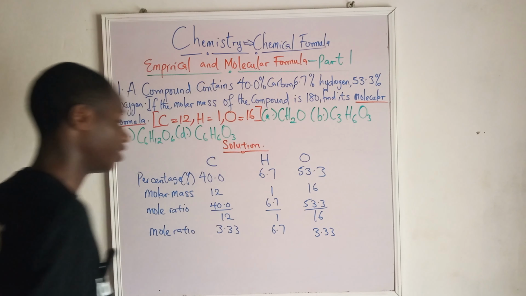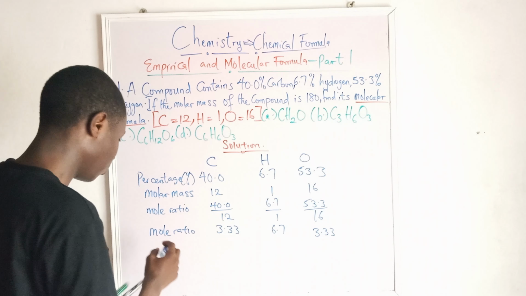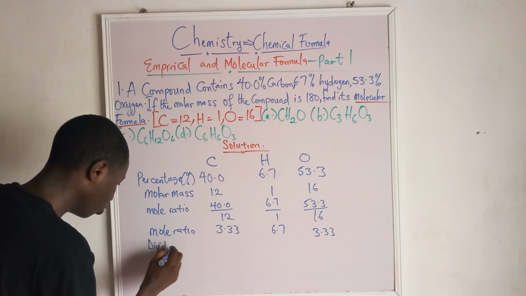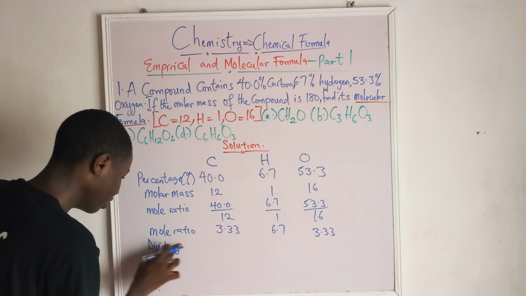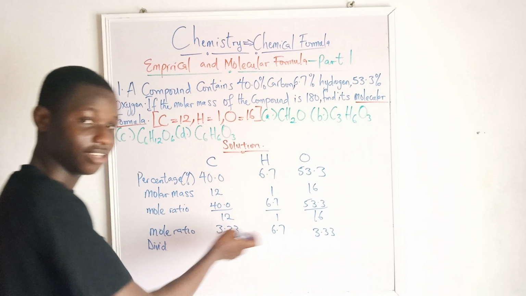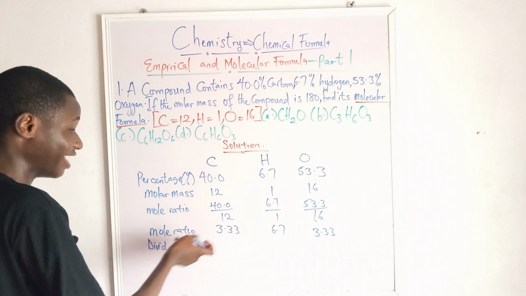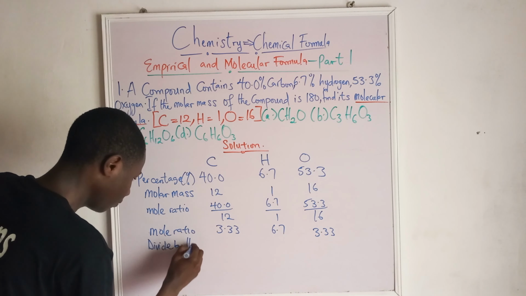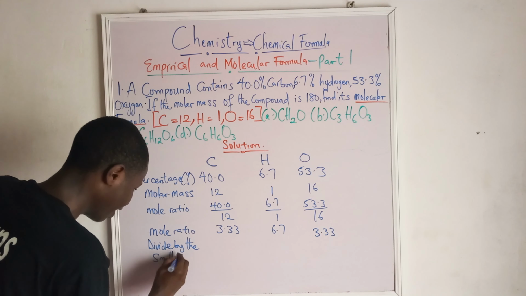Do you understand? Now the next thing you are going to do is divide by the smallest. Don't forget the step that I taught you. Divide by the smallest. Which number is smallest in these three numbers? If you look at it, 3.3 is smallest. So you divide everything by the smallest. Do you get the logic now? So you can see this thing is not hard.